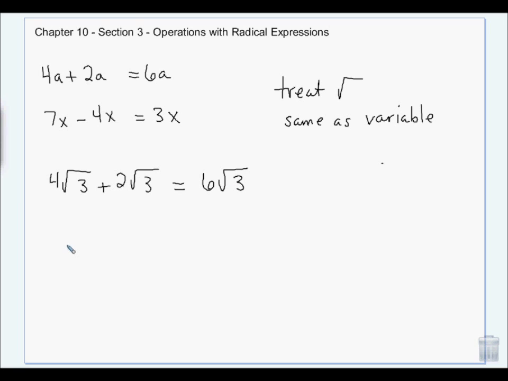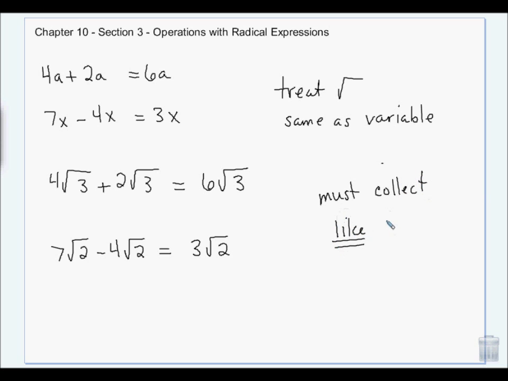Or if I had, for example, 7 times the square root of 2 minus 4 times the square root of 2, I subtract and hold on to the square root of 2. Okay. So we collect like terms.